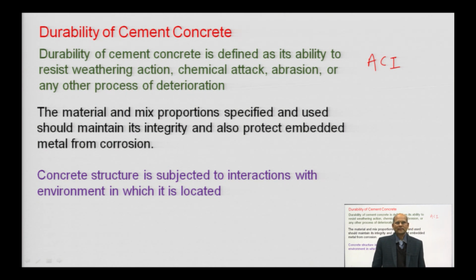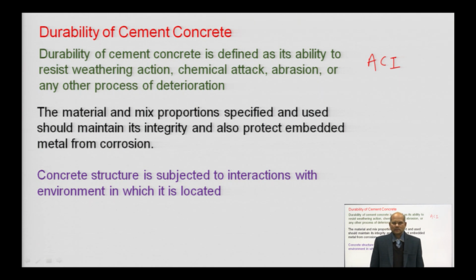For that, the material and mix proportion is specified, and you should maintain its integrity and also protect embedded metal from corrosion, like steel or tendons we are using for pre-stressed concrete. And if it is reinforced concrete, we can use either mild steel or high yield strength deformed bar or thermomechanically treated bar. Their potential has also been raised, so they also have a tendency to go to their original condition. So, there is a process of corrosion.